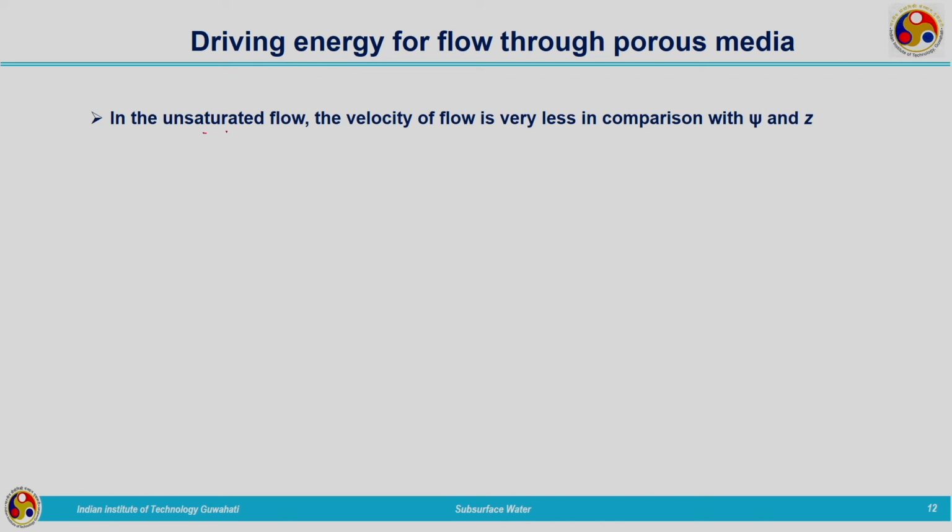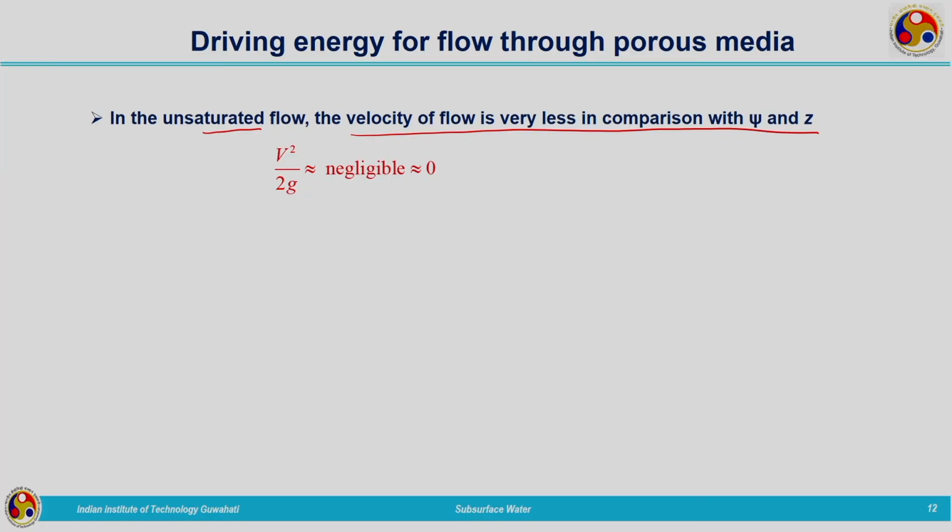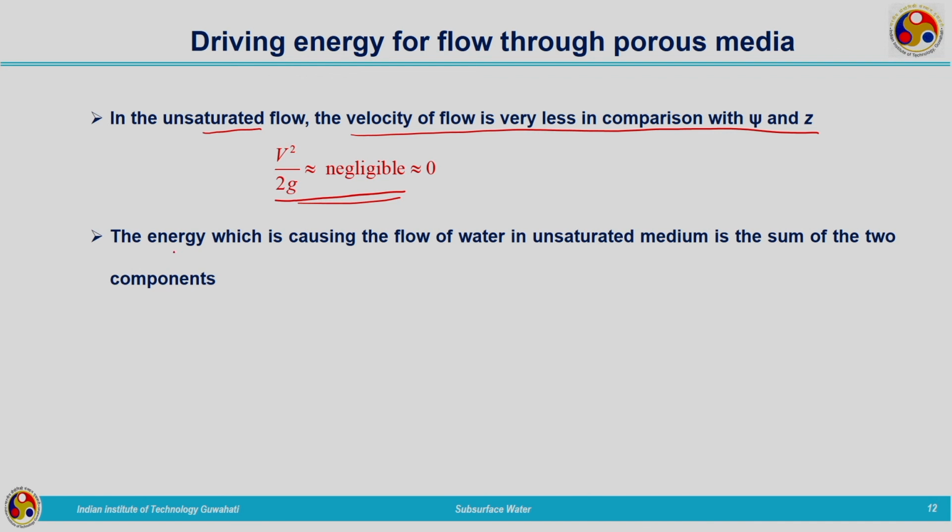In unsaturated flow, the velocity of flow is very small compared to the suction and the datum head. If we calculate V square by 2g, since the velocity of flow is very small, compared with the suction head, capillary forces and the gravity head, it will be very small. So, this V square by 2g can be neglected. Compared to the datum head and the suction head, this is approximately equal to 0, and we can write the energy which is causing the flow of water in unsaturated medium as the sum of two components.